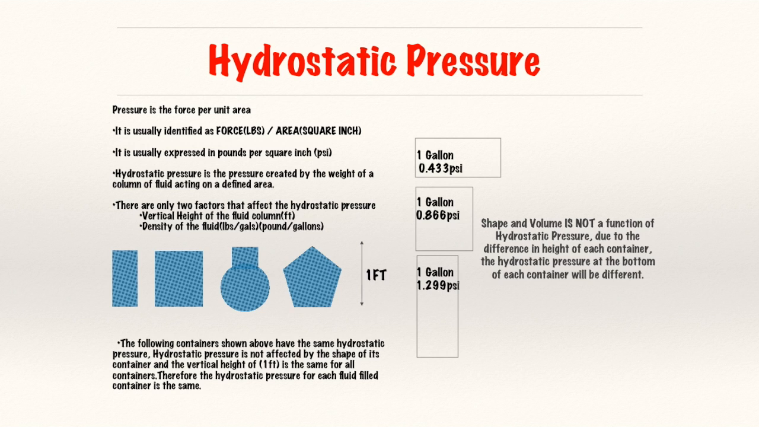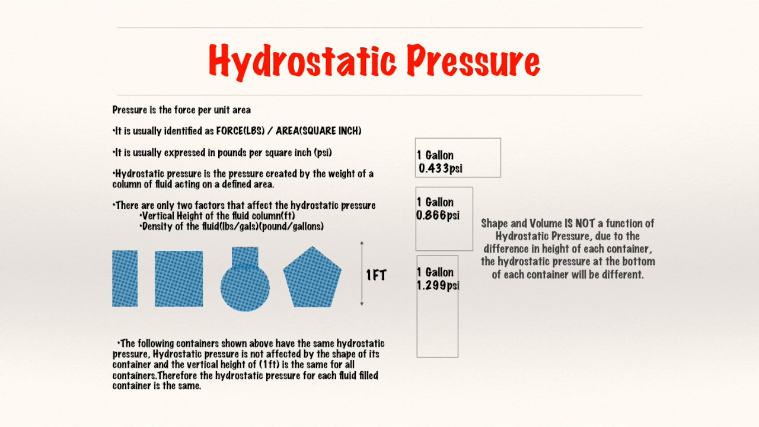So let's get into hydrostatic pressure. Pressure is the force per unit area. It's identified as force in pounds over area in square inches, which is your pounds per square inch, normally set as psi. Hydrostatic pressure is the pressure created by the weight of a column of fluid acting on a defined area. There are two factors to consider with hydrostatic pressure: your vertical height and the density of your fluid in pounds per gallon or pounds per cubic feet. It could be expressed in different ways.